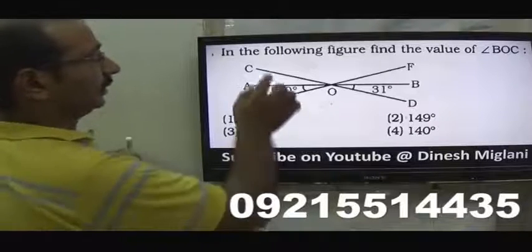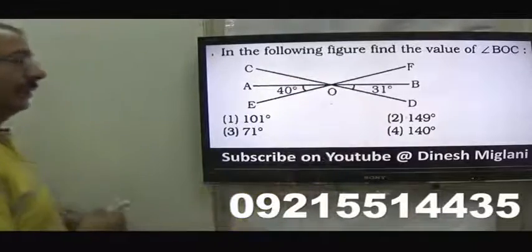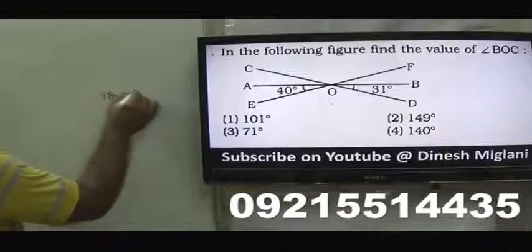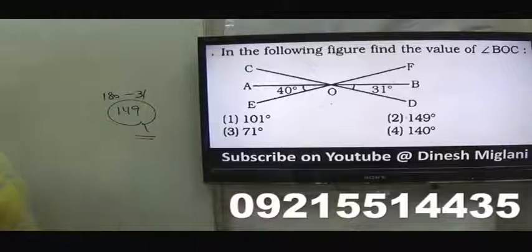So what can I say? The complete angle is 180 and this is 31. Subtract: 180 minus 31. Answer is 149. Hence second is my answer. Right. What approach have we taken here?